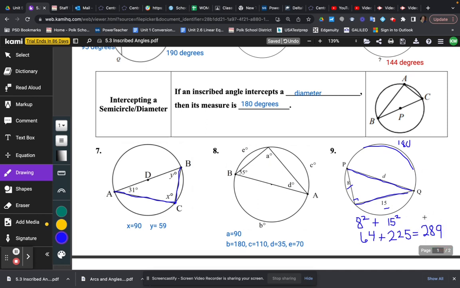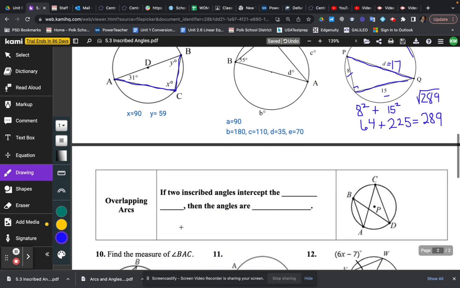And again, how do we find the answer? We're going to take the square root of that. If this is repeat, please fast forward. The square root of 289 actually equals the length of D right here, which ends up being 17. Great job. Just a previous concept.